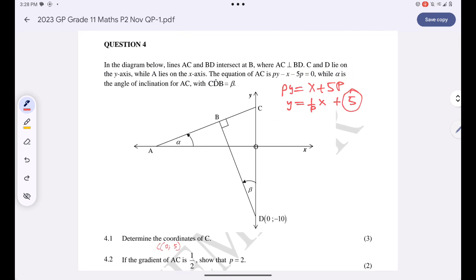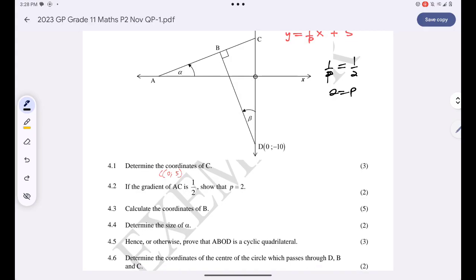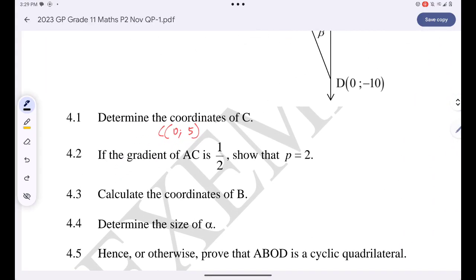Okay, I did write the equation of line AC in standard form, and I know that whenever I have my equation like this, this is my gradient and this is my y-intercept. I'm given the gradient to be equal to 1 over 2. So all I need to do is to say 1 over p is equal to 1 over 2. And then I'll just cross multiply. Then 2 is equal to p. That's how I would have shown that p is equal to 2.